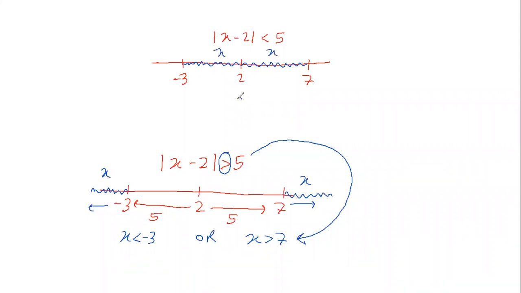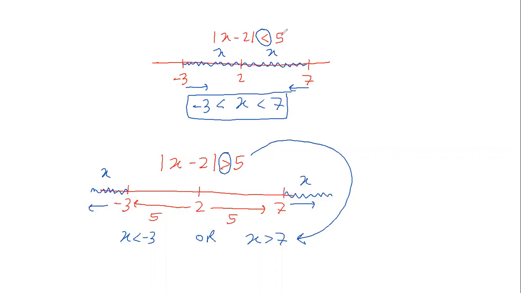So I clearly get the range: x will always be less than 7 and greater than minus 3. So it's always between minus 3 and 7. And if you notice, whenever you have a less than sign, you always get a range between 2 points. So guys, I hope now you can read your modulus in the context of distance.